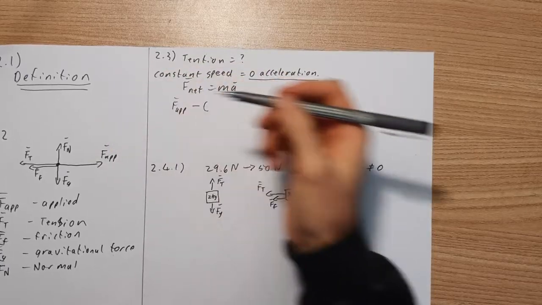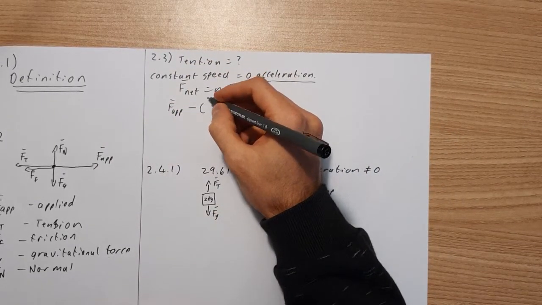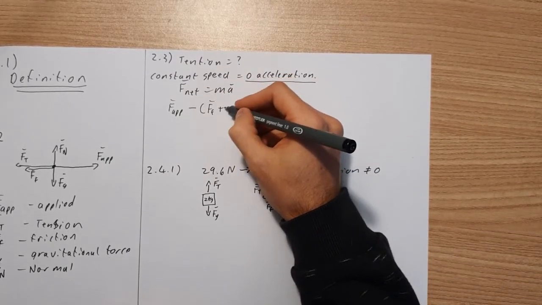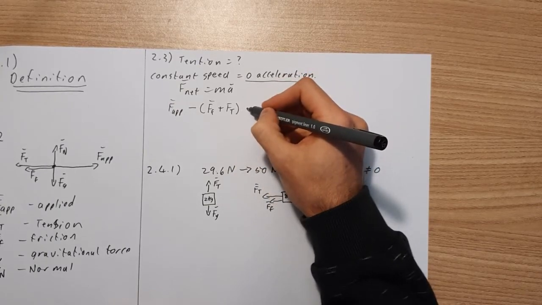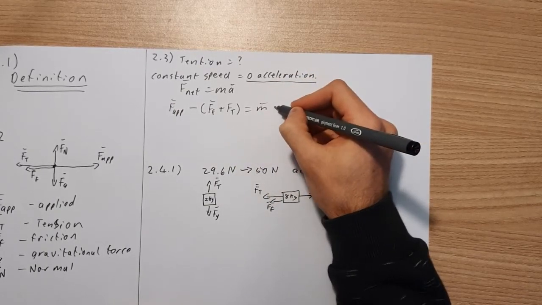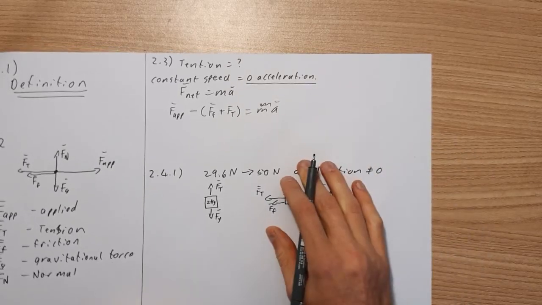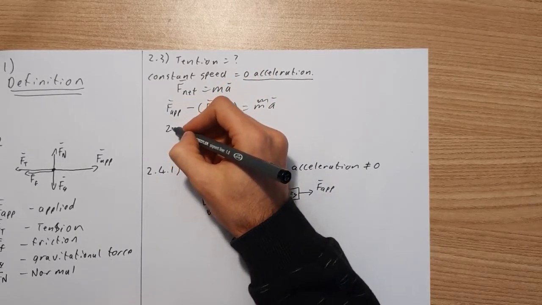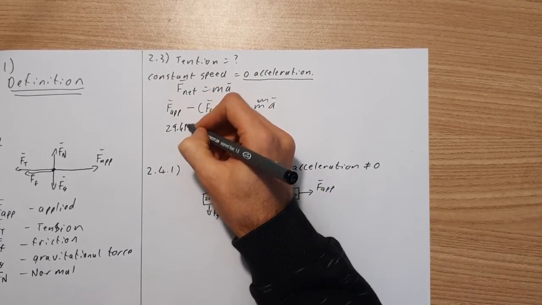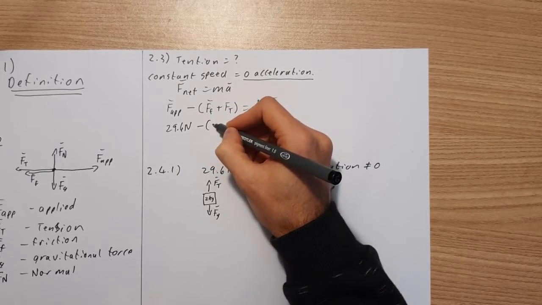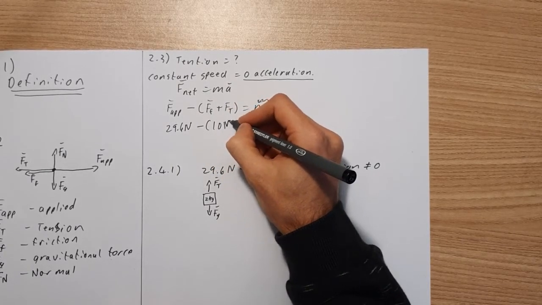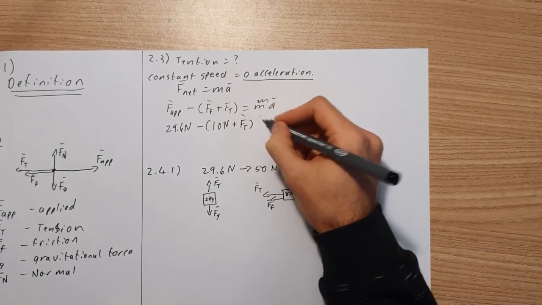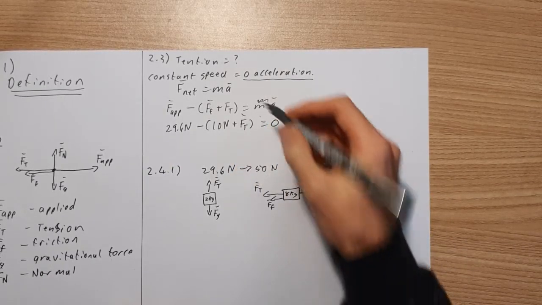Okay, so everything acting to the left is going to be my frictional force plus my tension force. And that's all going to equal my mass times my acceleration. Okay, mass is not a vector, sorry about that. Then we're going to have 29.6 newtons minus your frictional force, which is 10 newtons as given. We want Ft, and then this is going to equal 0 because my acceleration is 0.